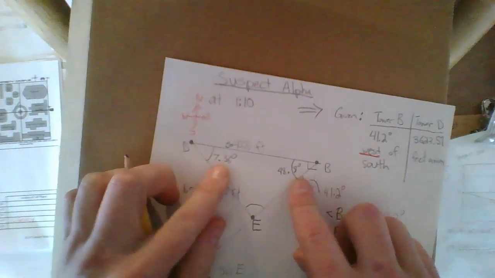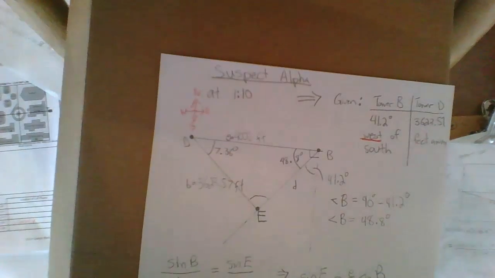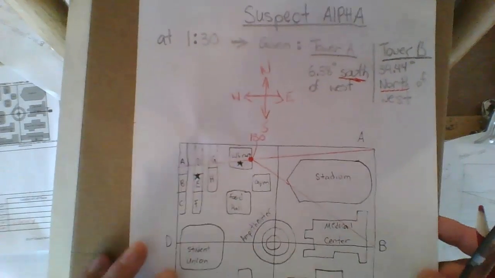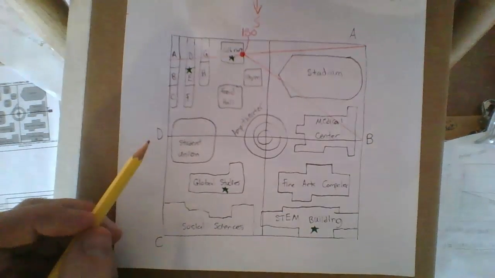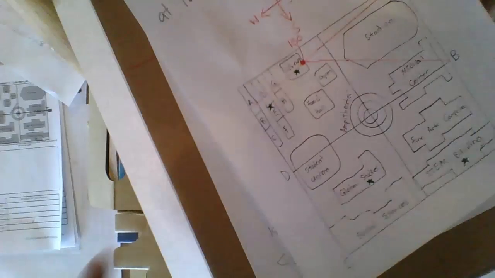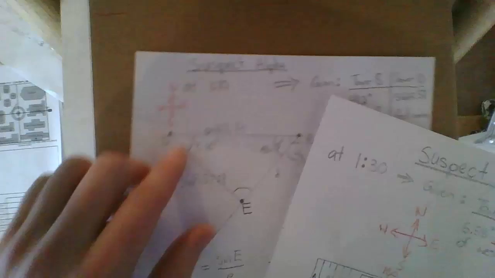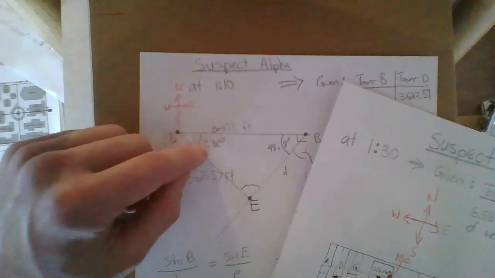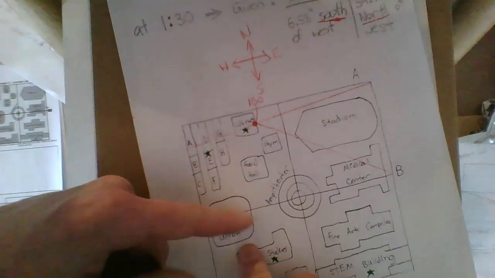and we can put in these two angles with our protractor, and we should be able to measure where suspect alpha is, okay? So, remember on our map, we are here. We just found that suspect alpha at 110 was 7.36 degrees in that triangle, right? So here's D to B, here's that 7.36 degrees, okay?